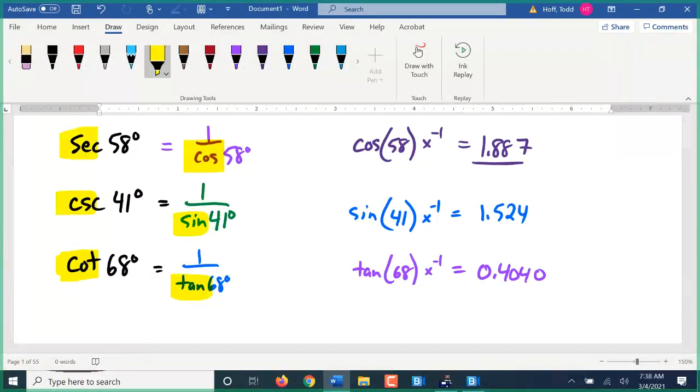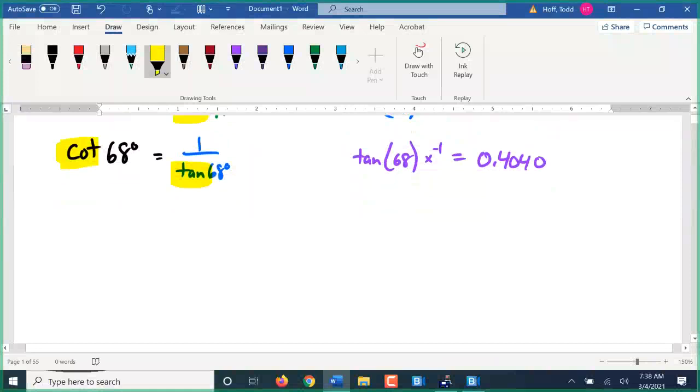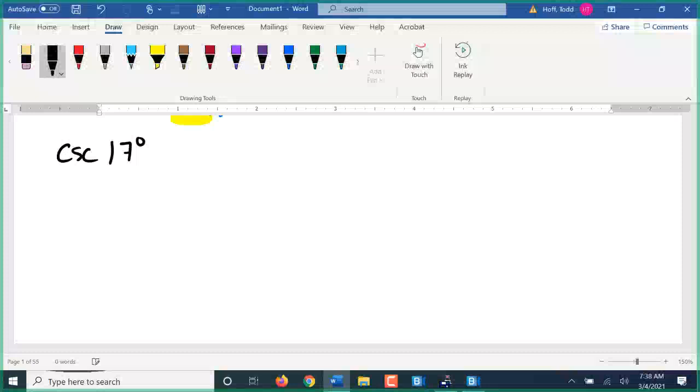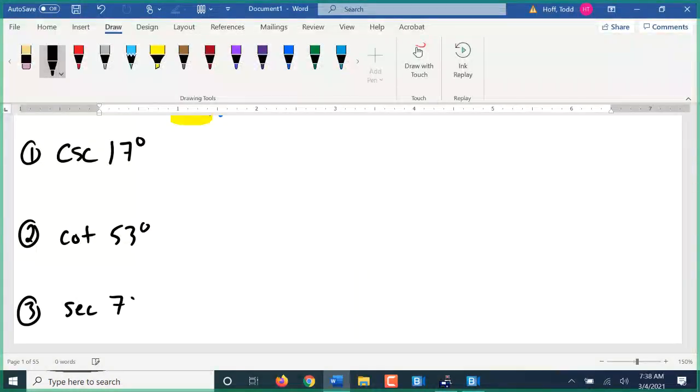Again, if you're keeping that formula page on the back somewhere in your notebook, that's something to write down and emphasize so you remember that relationship. So I want you to try a few on your own here quick. I want you to calculate the cosecant of 17 degrees, the cotangent of 53 degrees, and the secant of 78 degrees. And we'll go over all three of those in just a minute.